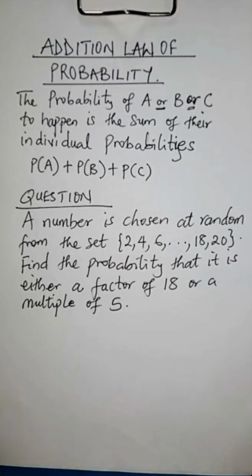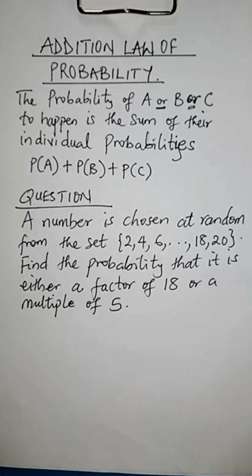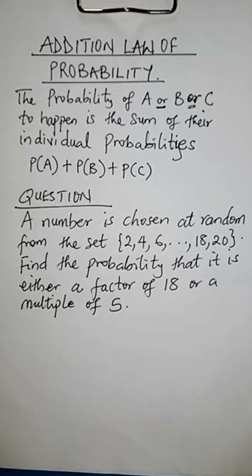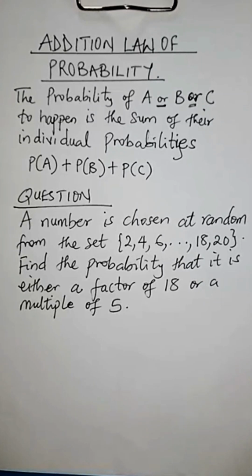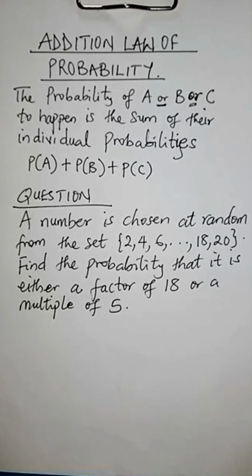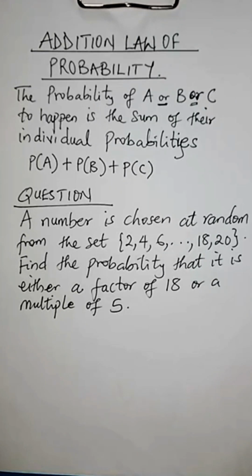Well, we always need a question or an example to help us understand this concept. And yes, you have a question already. So let's look at this question together on how we can apply the addition law of probability. A number is chosen at random from the set 2, 4, 6, and so on to 20. Now find the probability that it is either a factor of 18 or a multiple of 5. Now, first of all, the first thing you do is to write out the complete set of numbers you have there.